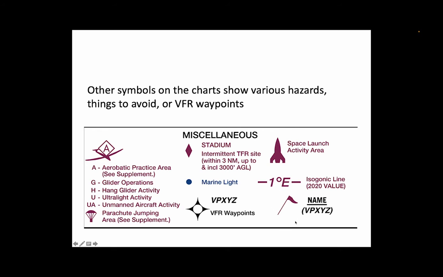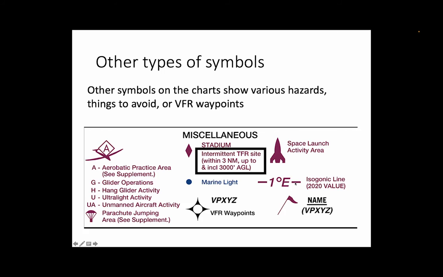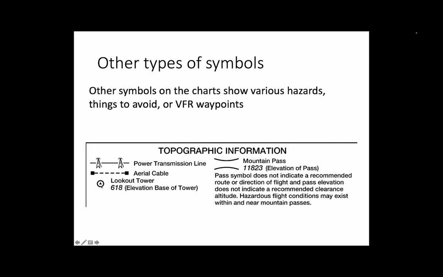We have this flag here, which we mentioned before in another video, is a visual reference point. So it's a point on the ground that, if we were a manned pilot, we could use as a visual reference point. It's just going to be something that is very visible from the air. There's our isogonic line symbol, and we also have space launch activity area. So that one's pretty easy to recognize. A few other symbols on the charts that I'll point out is the power transmission line.